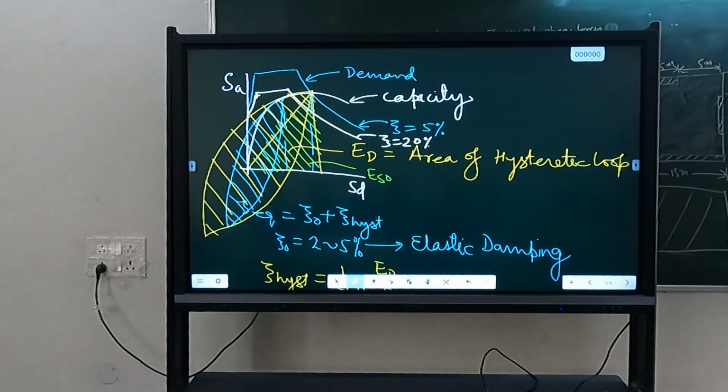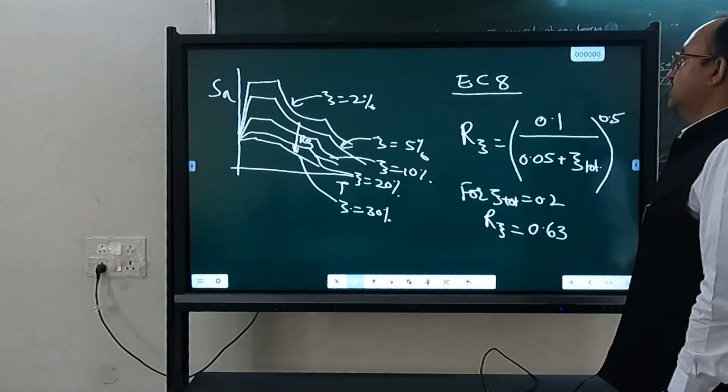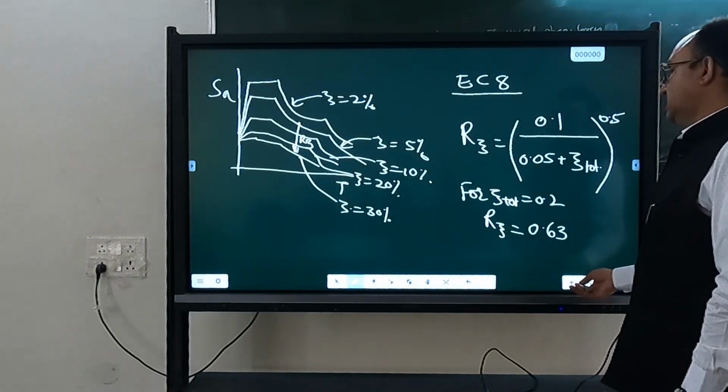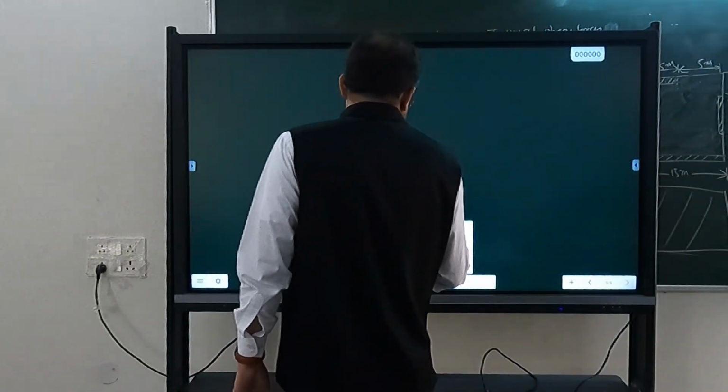How can we do that? Can you think of some method? How are we going to do that? We can do that iteratively, easily.